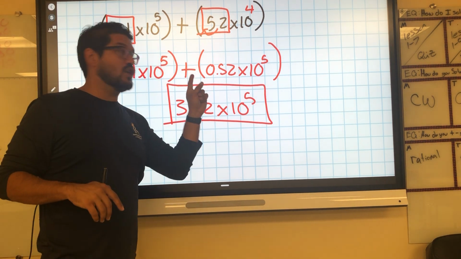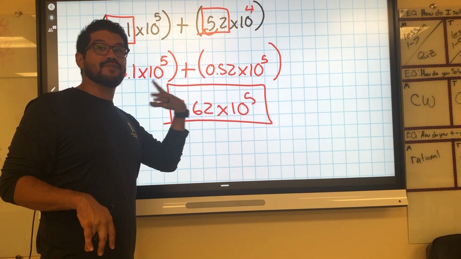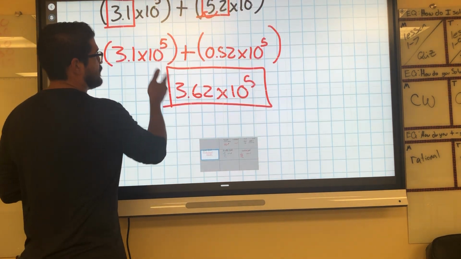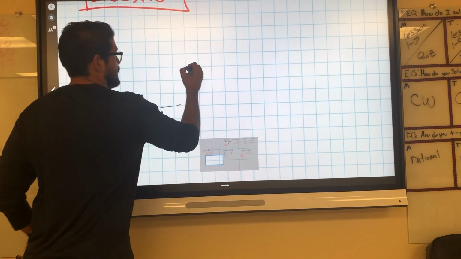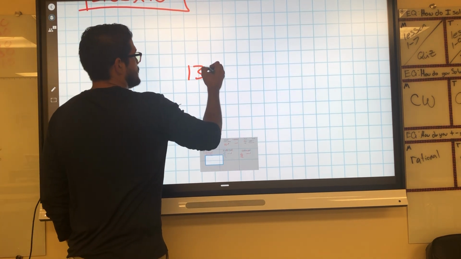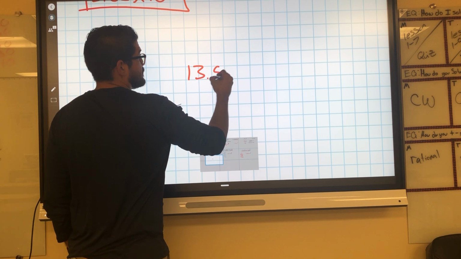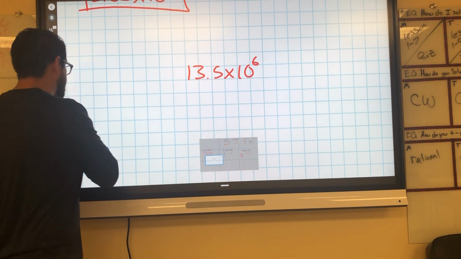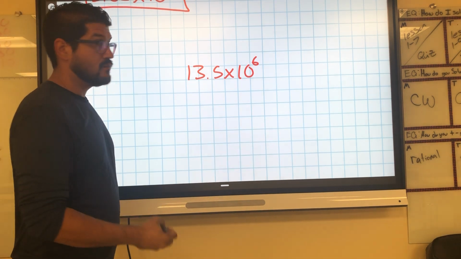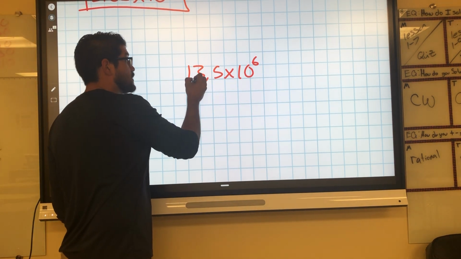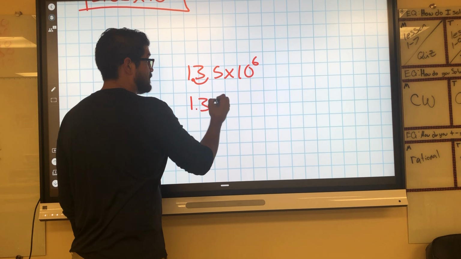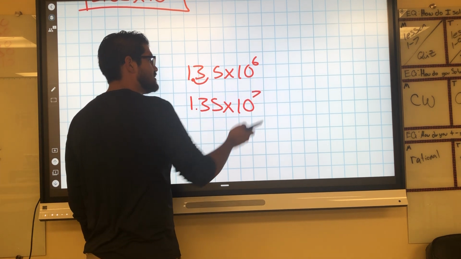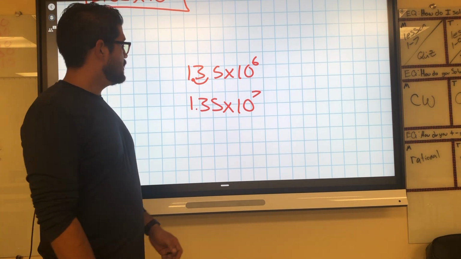That's a very good thing to know because if you ever multiply or you divide or something and your answer is bigger, let's say your answer at the end of a problem is 13.5 times 10 to the 6. If you get an answer like that, you can't leave the final answer like that, which means you're going to have to move this one more time to make 1.35 times 10. I moved it one extra time, so it should be 7. And that's it.